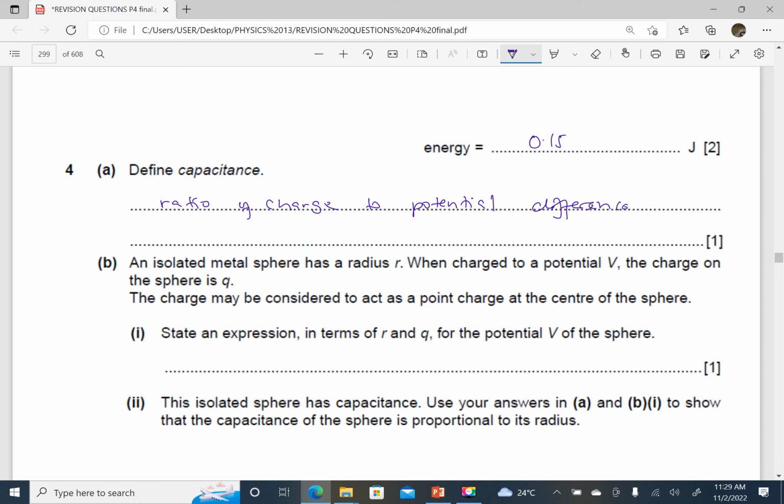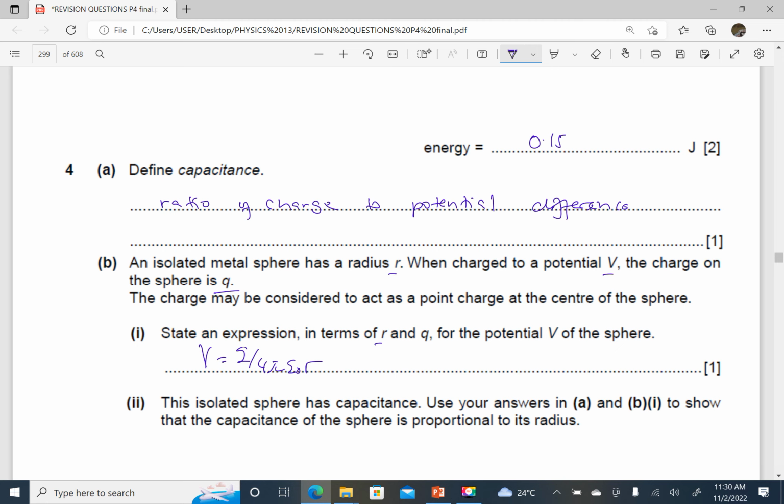An isolated metal sphere has a radius r. When charged to a potential V, the charge on the sphere is Q. The charge may be considered to act as a point charge at the center of the sphere. State an expression in terms of R and Q for the potential V on the sphere. We saw this in electric fields. So potential is equal to charge over 4 pi epsilon naught R.